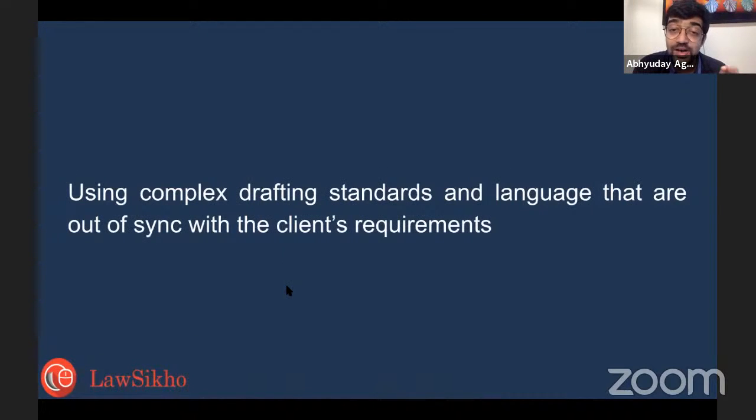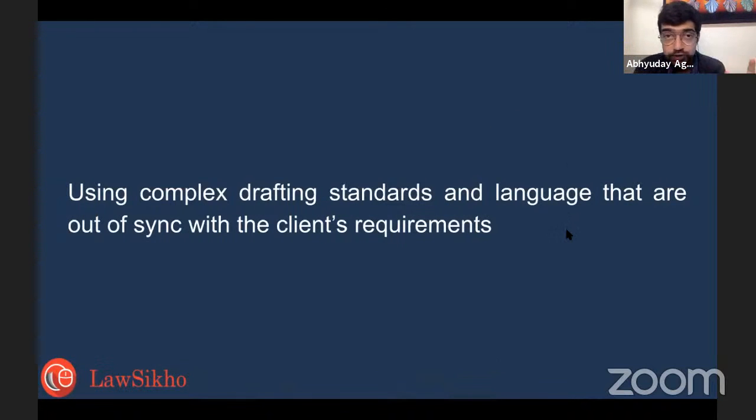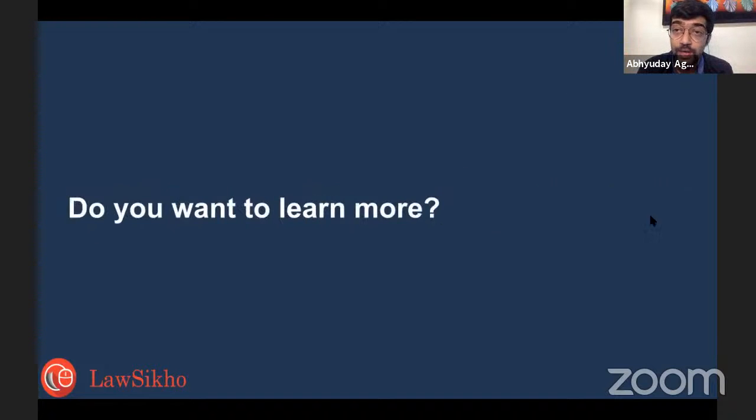Using complex drafting standards and language that are out of sync with the client's requirements is also a big problem. What does this mean? Some clients want technical, detailed clauses, like in an M&A deal or a professional franchising deal. But if you're doing a rent agreement with a regular homeowner, even for a company guest house, you'll realize that they get scared of long contracts. You can't tell them intellectually that this situation won't materialize, but you're writing it in case it does. They'll say, no, this is too complex, I am scared of this contract, I don't want so much. So you have to use the standard that is appropriate to the parties.